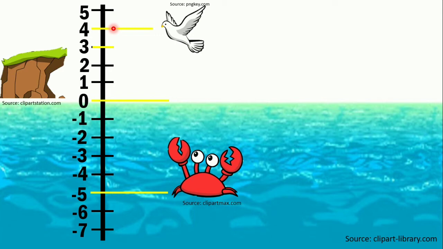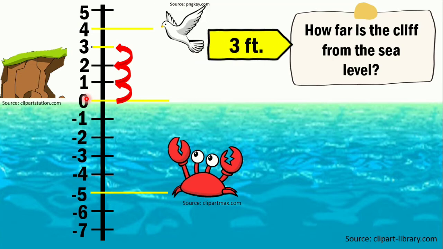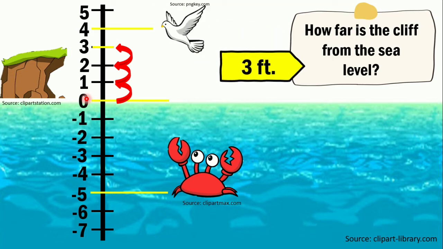Let's answer the following questions. First, how far is the cliff from the sea level? So this is the cliff. How many units is this cliff from our sea level? From 0. So we will have 1, 2, and 3. So we have 3 units. It means if 1 unit is equivalent to 1 foot, so what is the distance of the cliff from the sea level? Okay, we will have 3 feet.